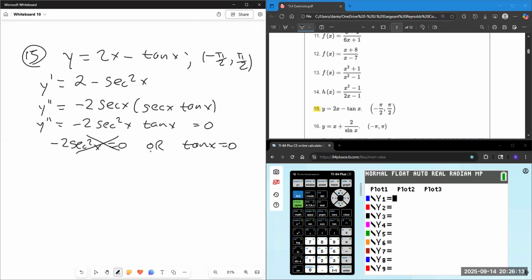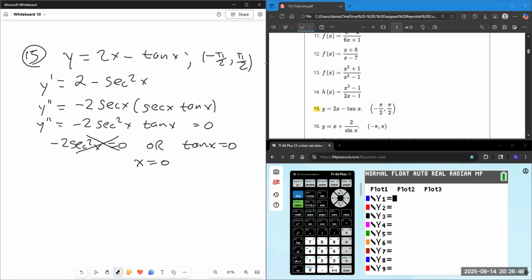This will never be 0 because secant has values that are outside of the values of negative 1 to 1 that are normally cosine. Secant squared is going to have to be greater than or equal to 1, specifically. So negative 2 times a value greater than or equal to 1 will be less than or equal to negative 2 and can never be 0. So tangent of x is equal to 0 only at x equals 0 in this interval here.